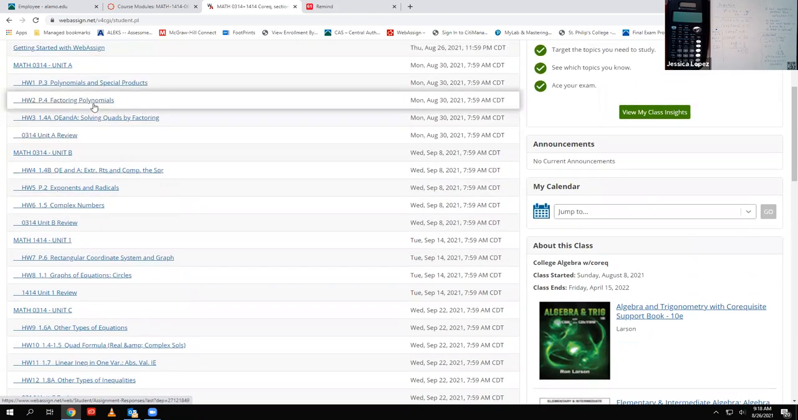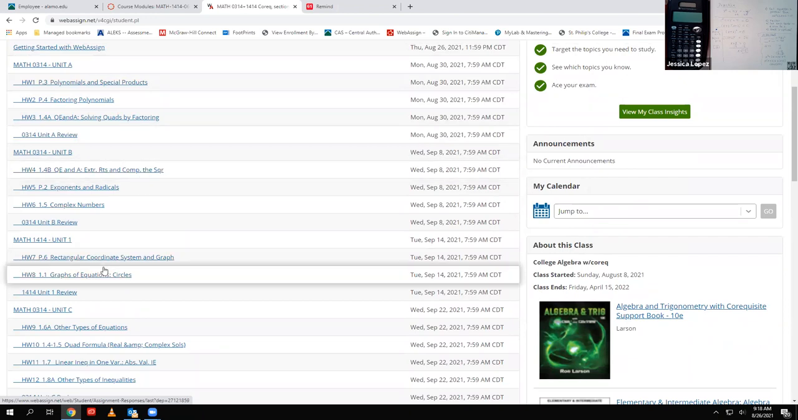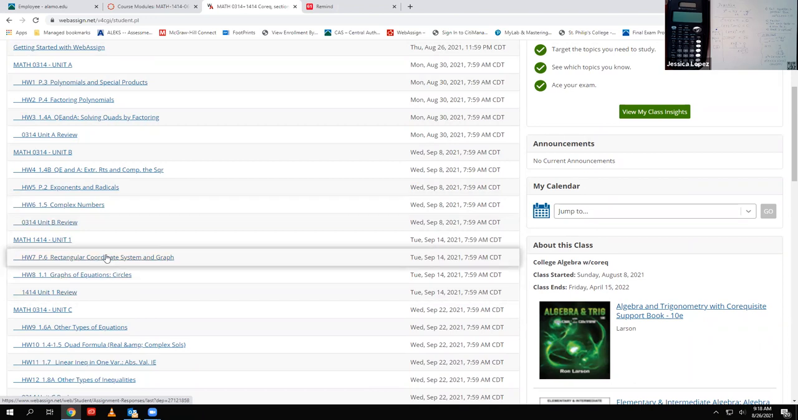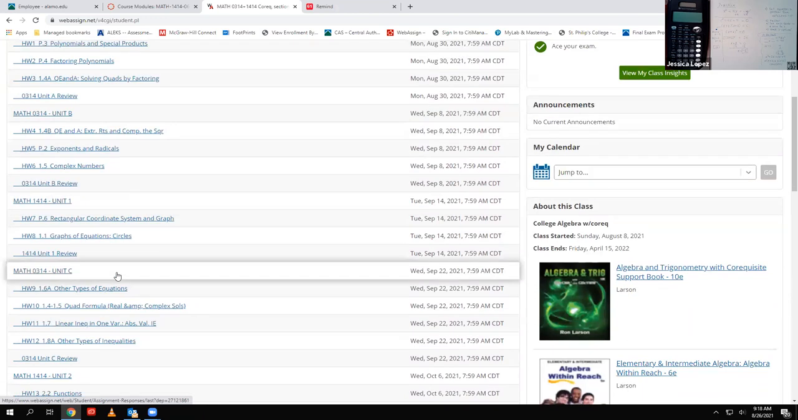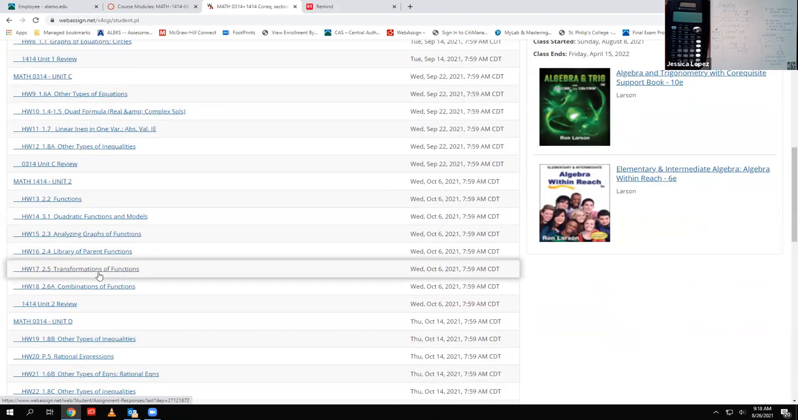Because once we start learning how to complete the square, then you can do circles. And once you start learning about complex numbers, you can do circles, okay? So it just made sense to put it there. So I apologize if it looks a little weird, the fact that unit one and unit two for college algebra are stuck in the middle of the remedial part.